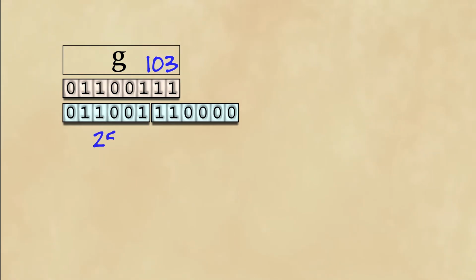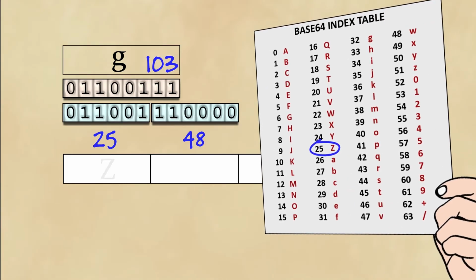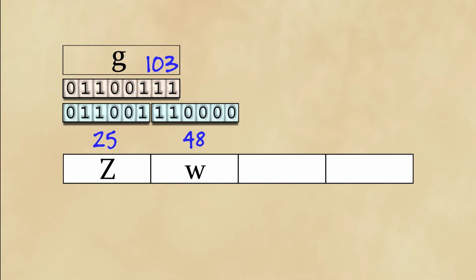So what do we do when we reach the end of our input and there's only one character left? Say for example we've got this G left over. Well, we're going to need 2 6-bit segments to accommodate this, which gives us 2 values, 25 and 48, to look up on the base 64 index table. Thus we will output characters Z and lowercase w. And the convention is to pad out the remaining 2 characters with equal signs, so the length of the output is a multiple of 4 bytes.